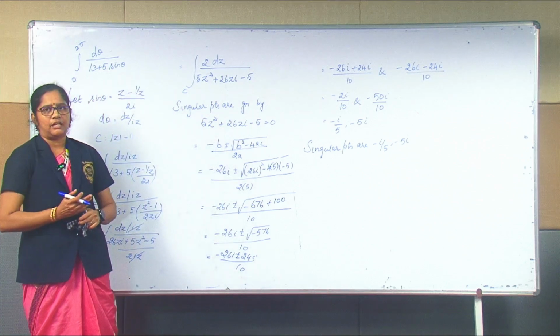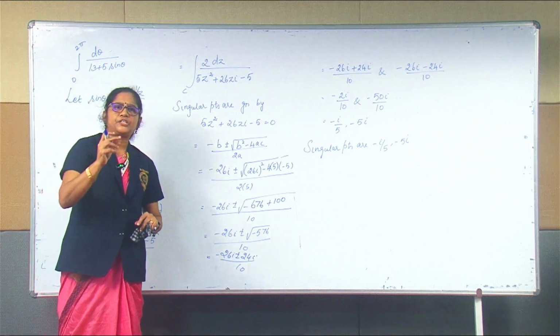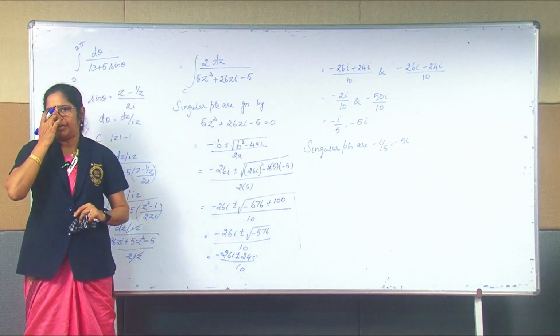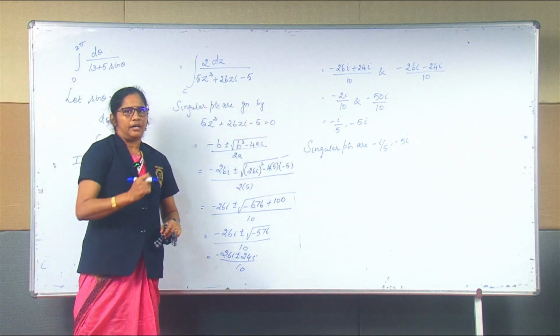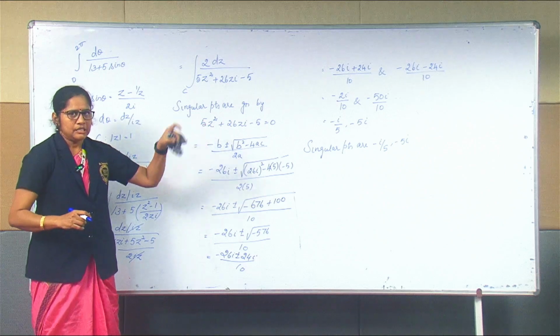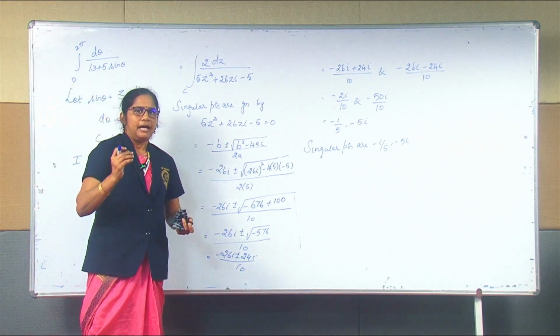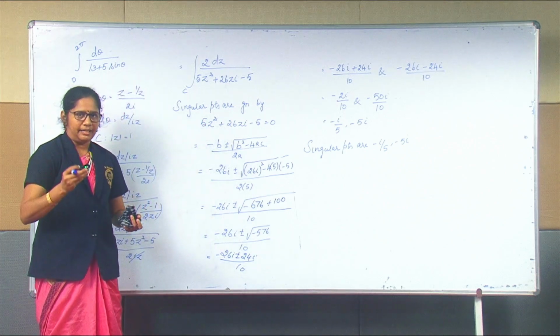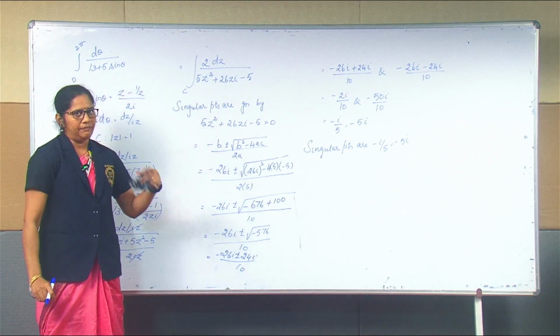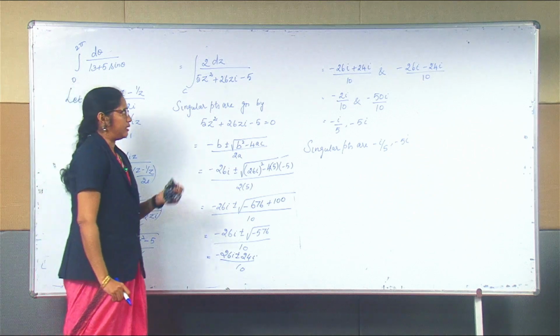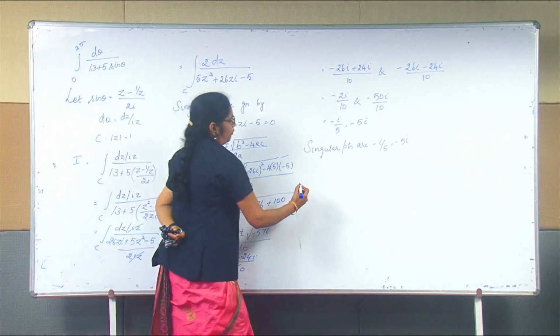After finding the singular points, we have to find the nature of the singular points. How can you find the nature of the singular points? We have to write the factors of the given quadratic term. Once you write the factorized term, it is easy to understand whether it is a simple pole or a pole of order something. Based on that only, we apply the residue formula.